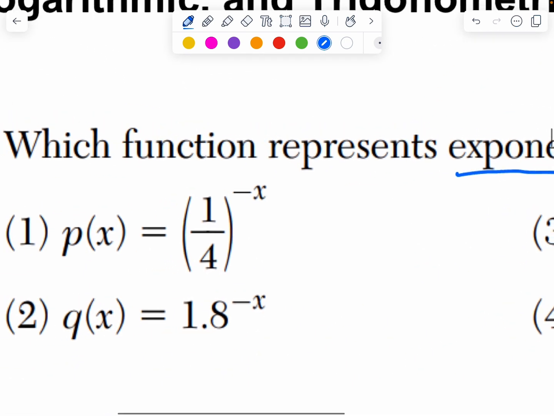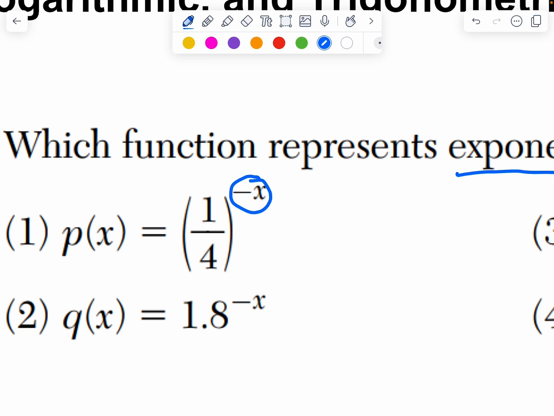So let's start with number 1, which is 1/4 to the negative x power. At first glance, a 1/4 raised to an exponent implies that it's going to be decay. However, this exponent has a negative on it. What's important to know about a negative is that it takes whatever the base is and flips it. Numerators become denominators, denominators become numerators.